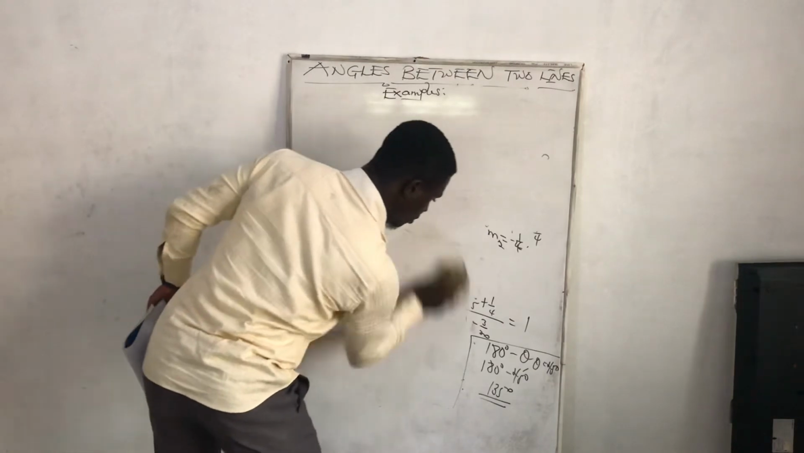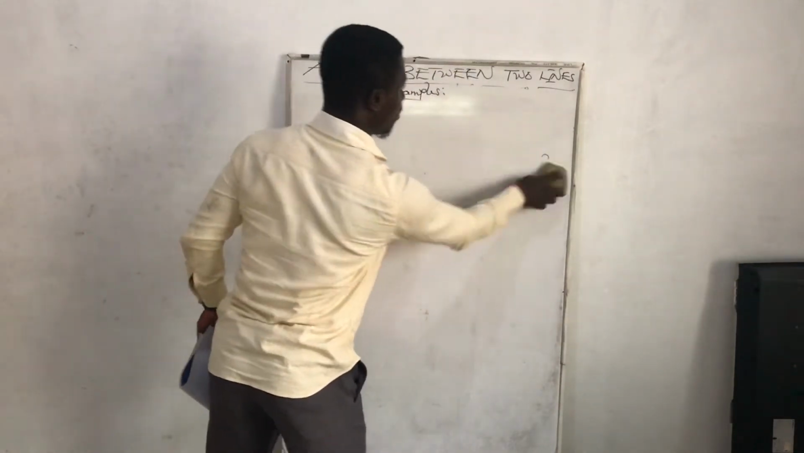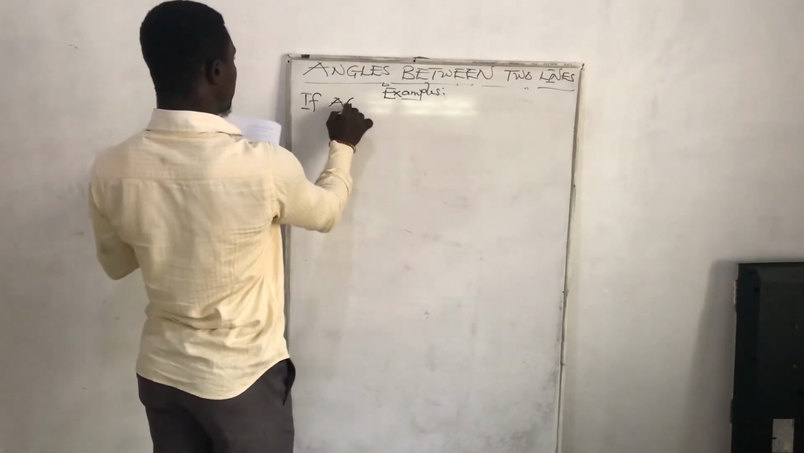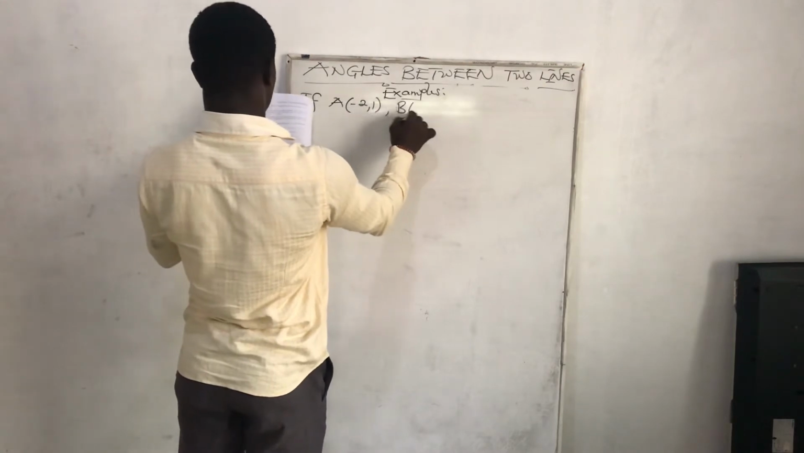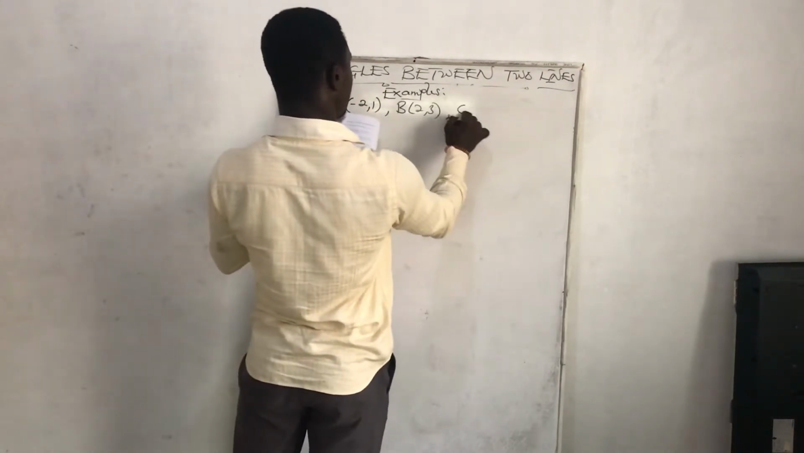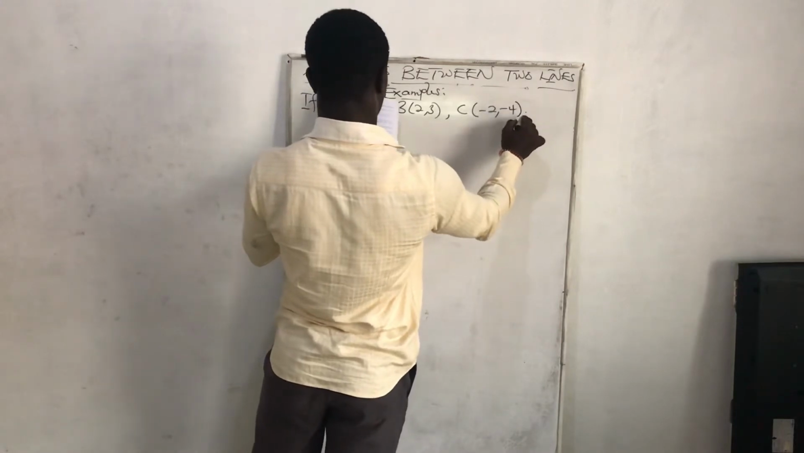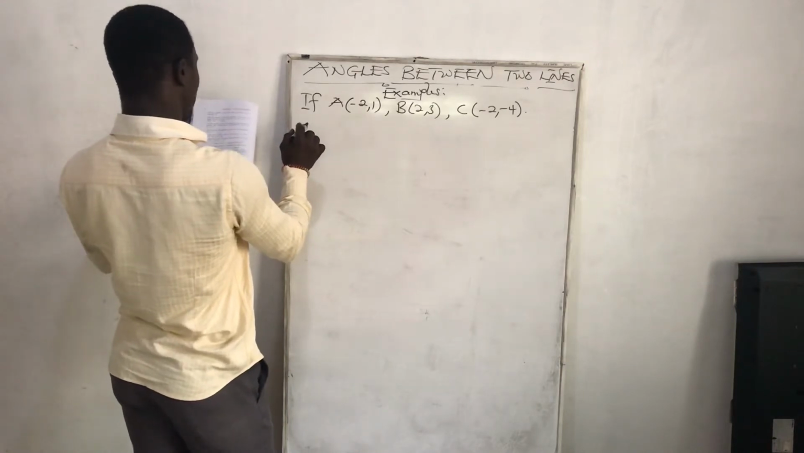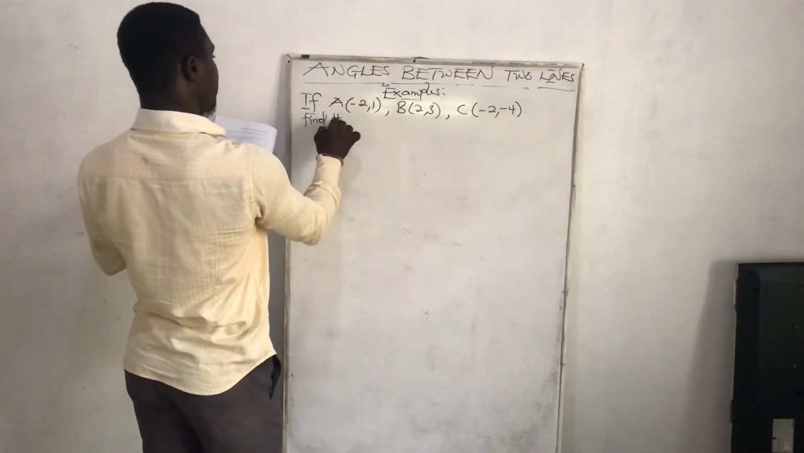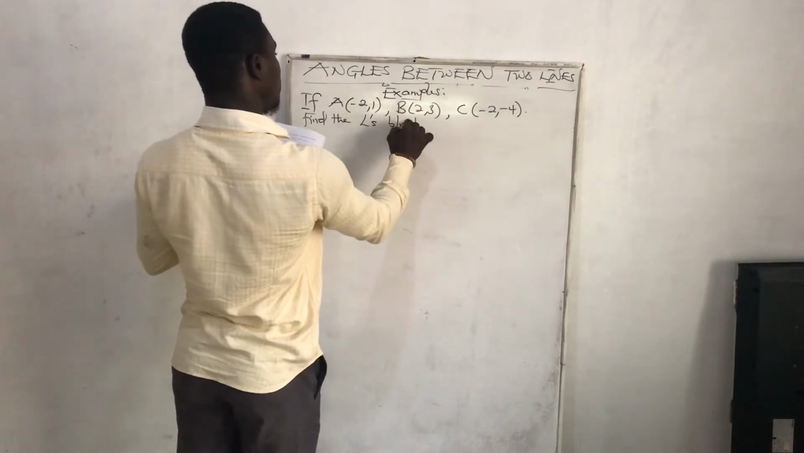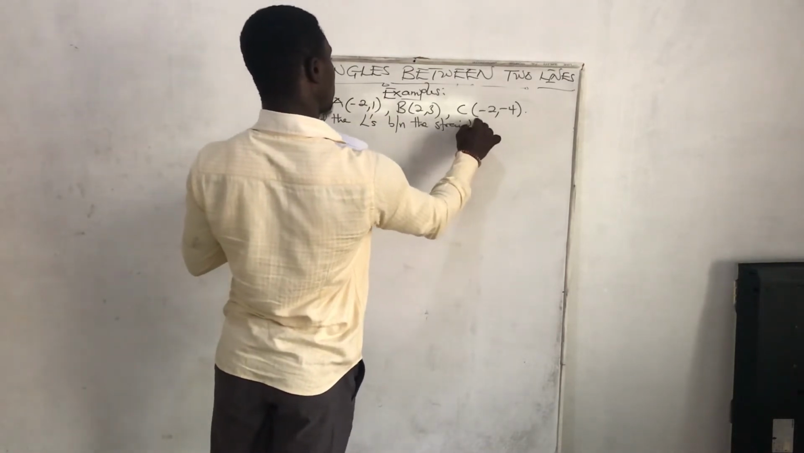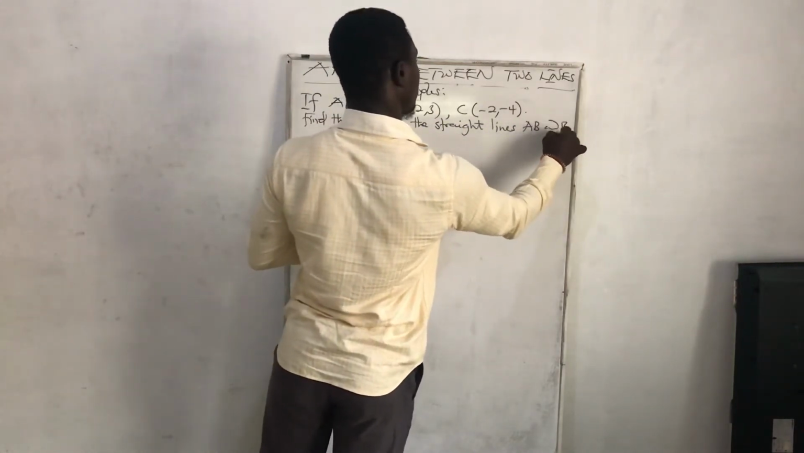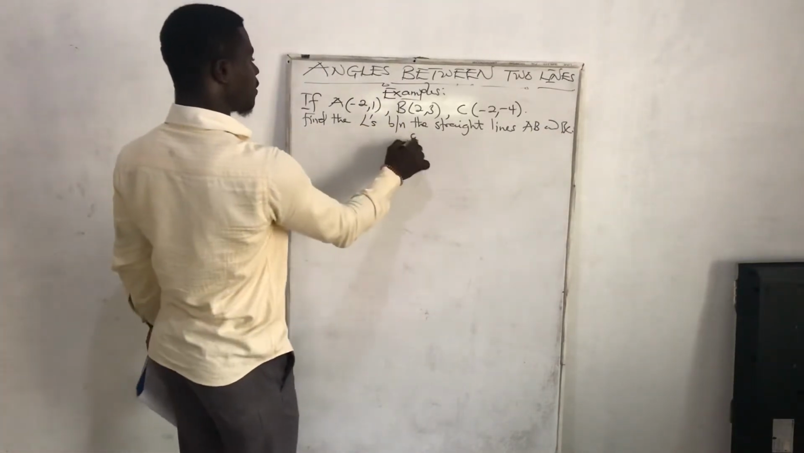If point A is (-2, 1), then we have point B (2, 3) and point C (-2, -4). There are three points. Find the angles between the straight lines AB and BC.